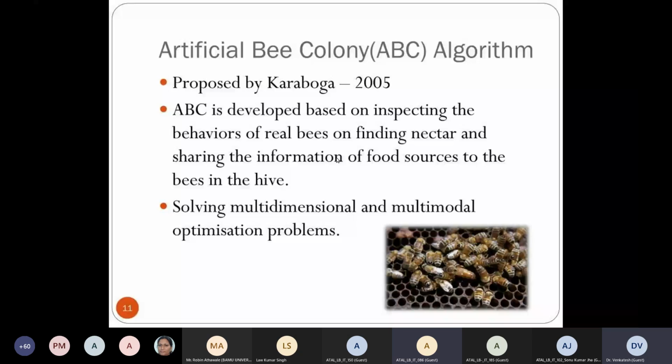So by being inspired by this natural phenomenon, Karaboga proposed this in 2005, and he basically proposed this algorithm for solving multi-dimensional and multimodal optimization problems.